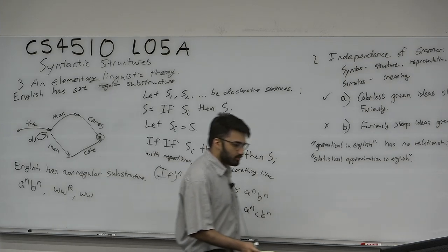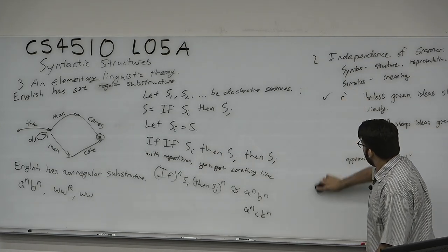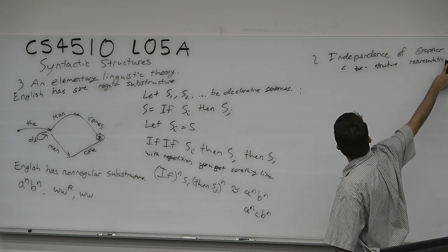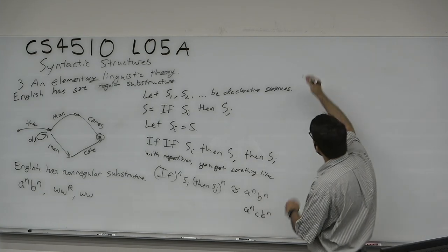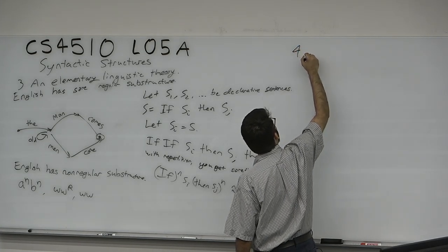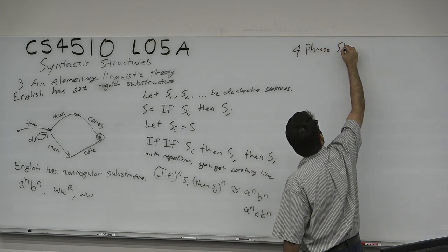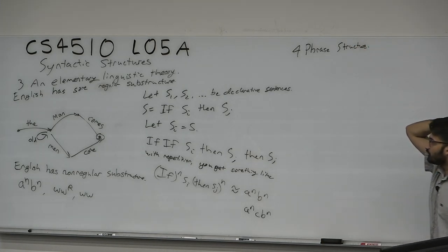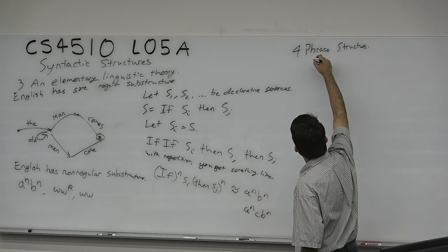Chapter 4, he introduces something called a phrase structure. Also, I'm just going to do this on this board because everyone's on this side. So he defines a phrase structure, which initially looks something like what we call a context-free grammar. So he basically notes that context-free grammars seem useful for English.